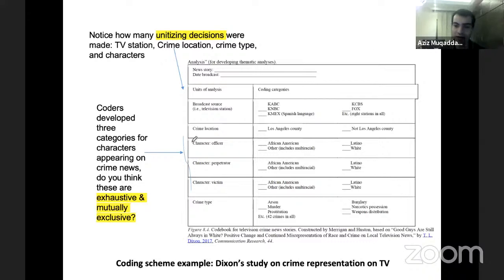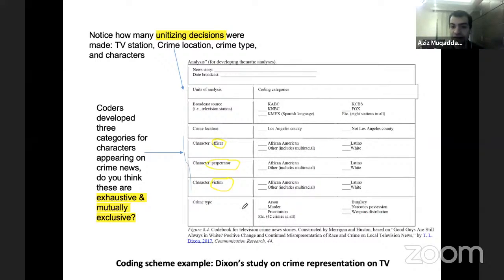And then the characters, here you get to look at the content, or the characters being represented. So for the characters, he covered the race and or ethnicity of the officer, the perpetrator or offender, or the victim. And so they were categorized as white, African American, Latino, or other, right? So yeah, and then the crime type.